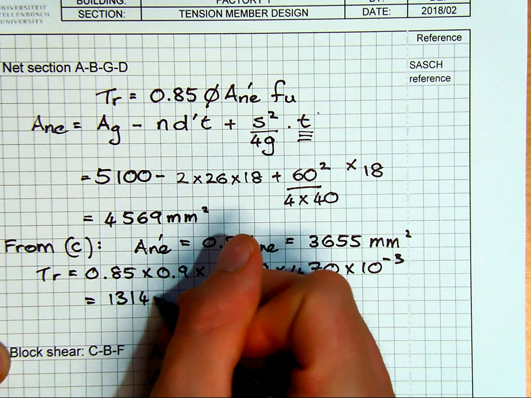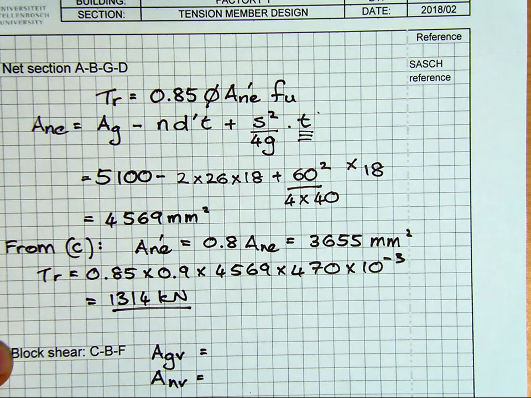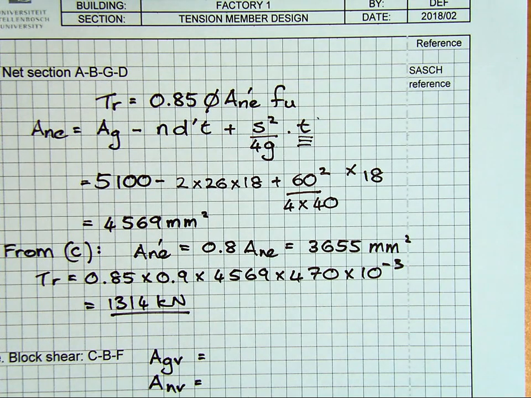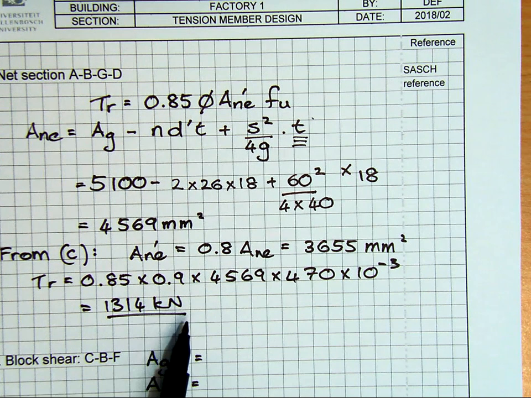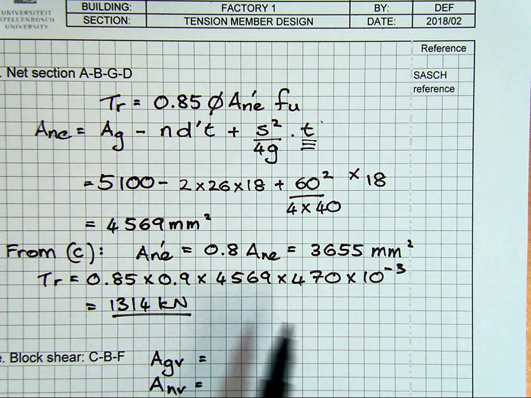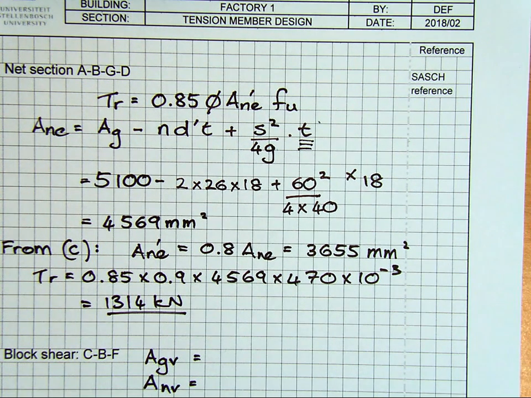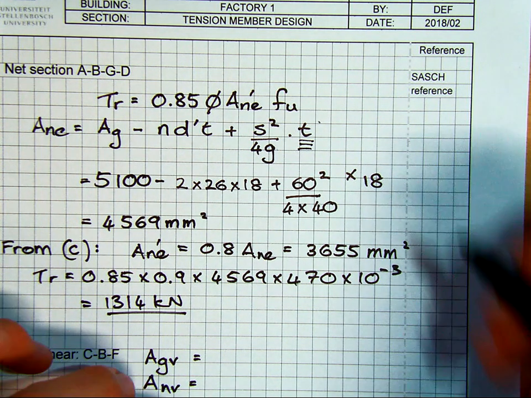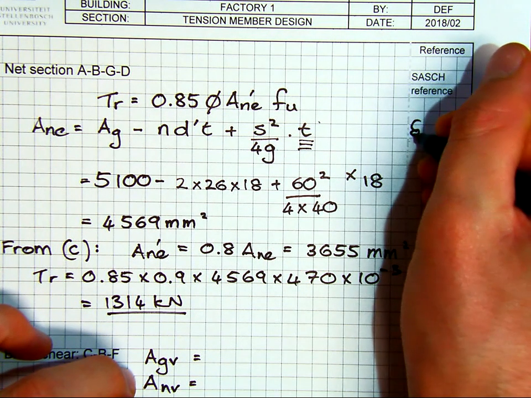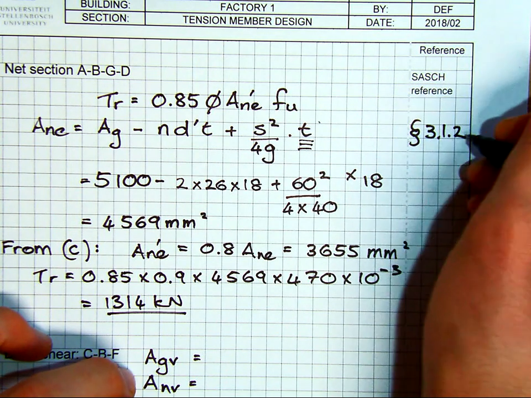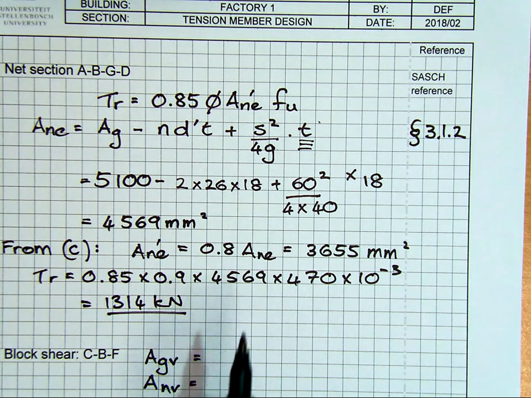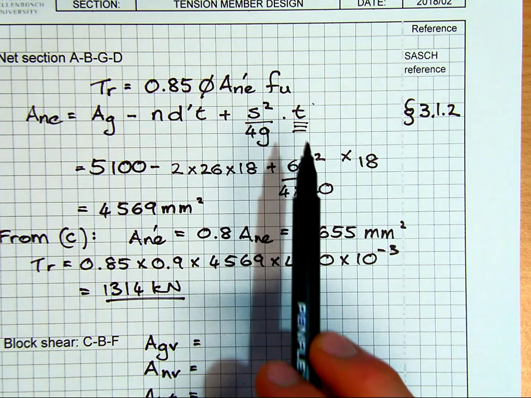So we have once again an additional capacity that we have to check. This is once again a little bit lower than our previous ones, and we're trying to find the lowest capacity of all the different possible failure modes. If in doubt, you can check this from the Red Book, and we're once again in section 312. So I'm just going to make a note of that, section 312, if you want to go see where this s squared over 4g comes from, and just always remember to multiply it by the t.